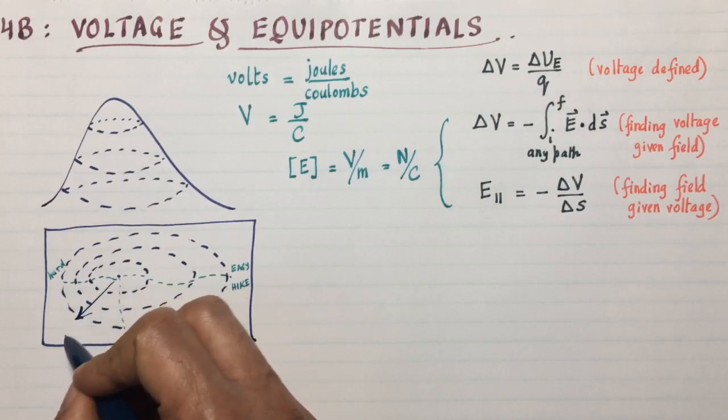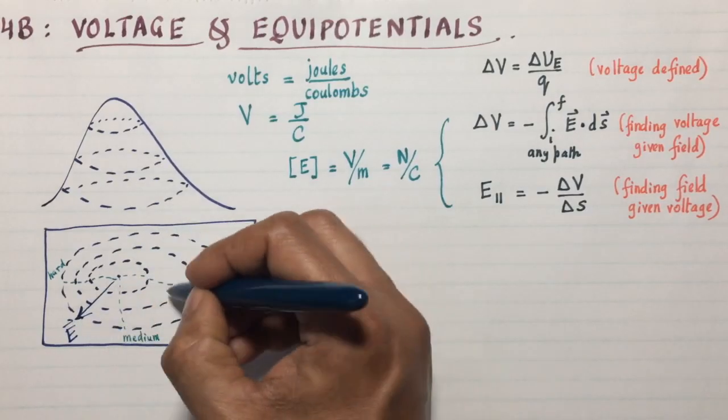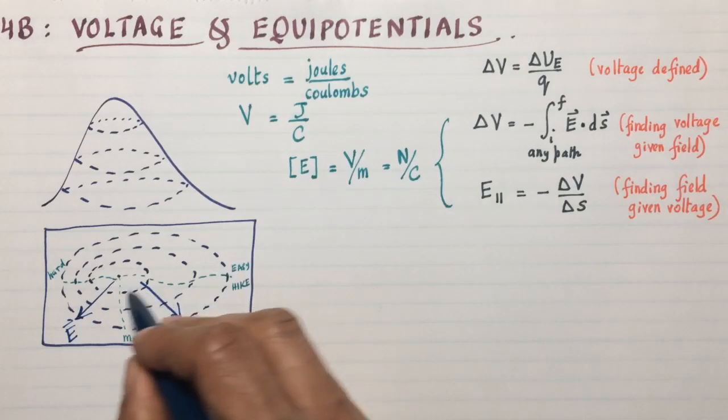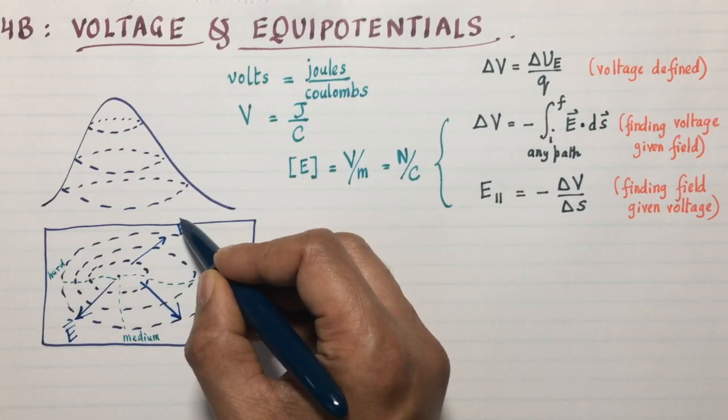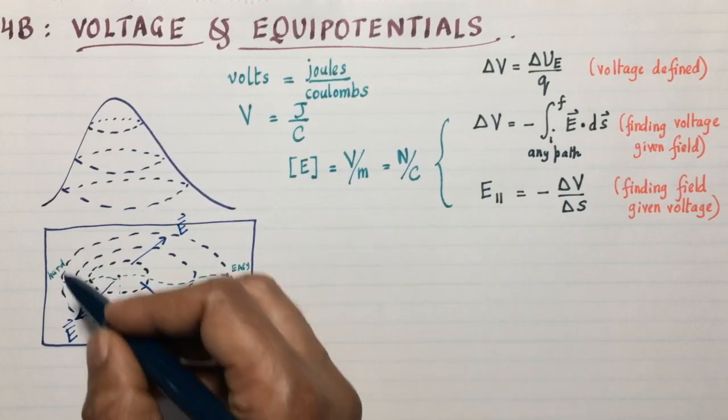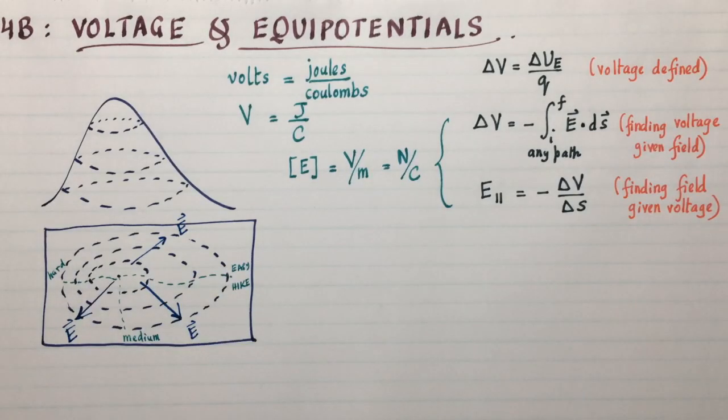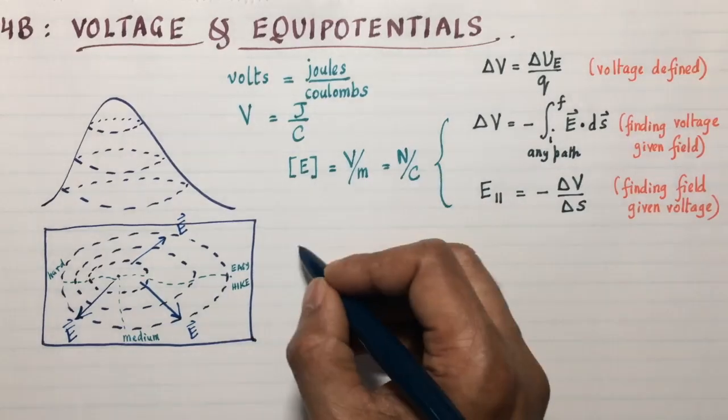So the direction of the electric field is precisely going to be given by going radially outward from the top of the mountain, and it basically gives us the direction in which a particle would most rapidly descend. It's called the steepest descent.